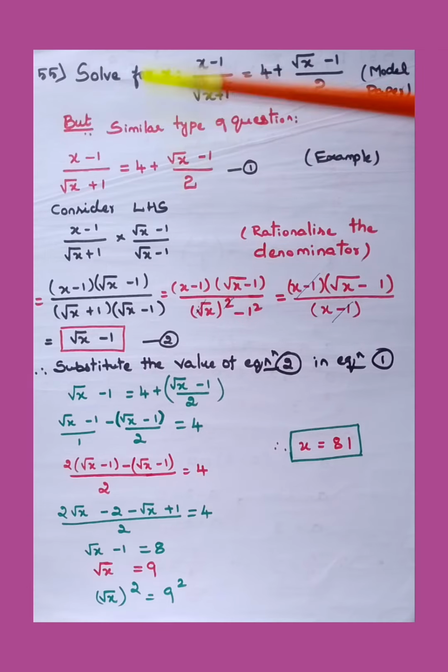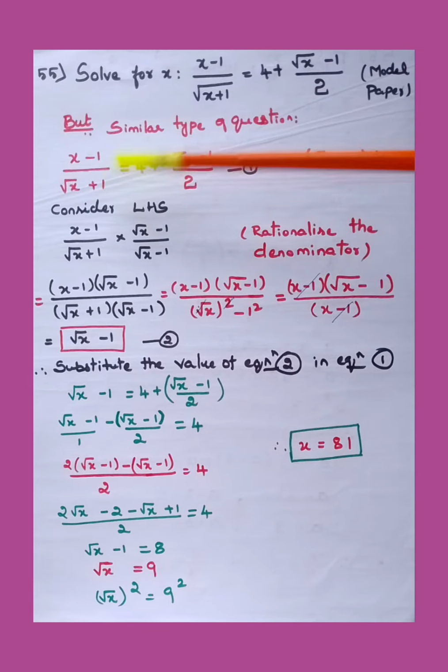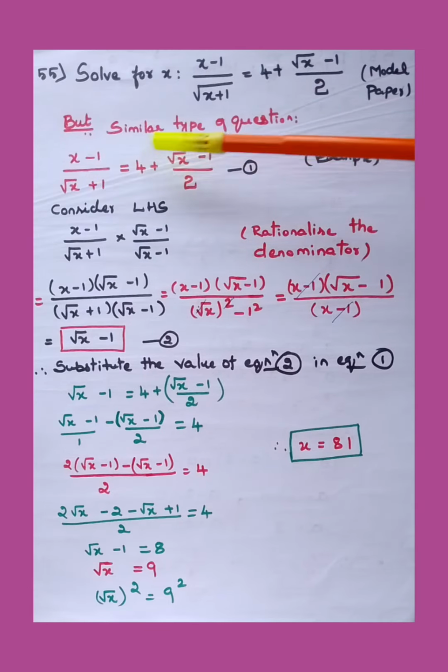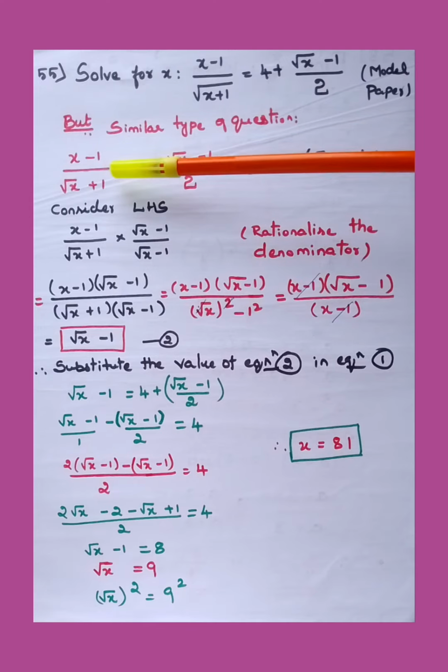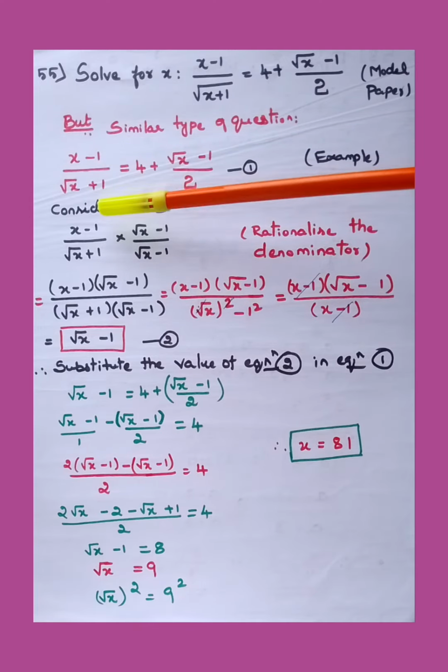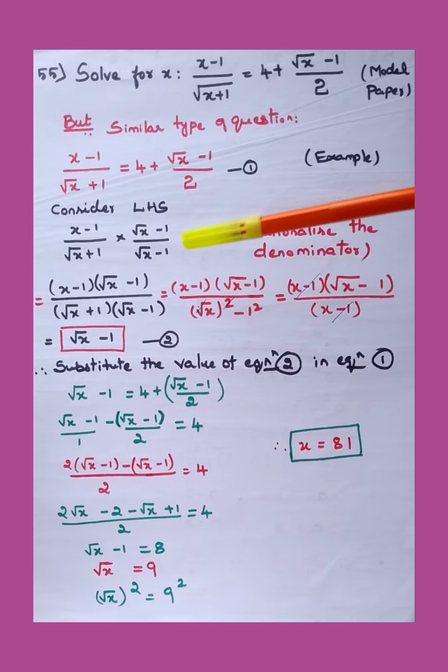Similar type of question I am explaining here. Same, (x minus 1)/(root x plus 1) is equal to 4 plus (root x minus 1)/2. Take this as equation number 1. And you can consider the LHS, left hand side, and try to solve first. And we are rationalizing the denominator.